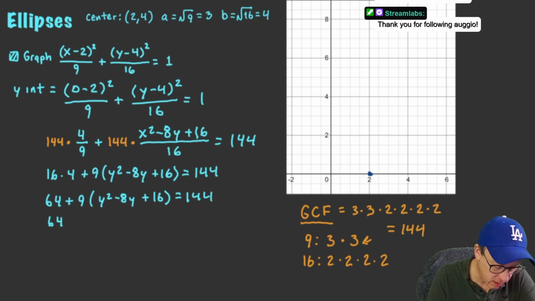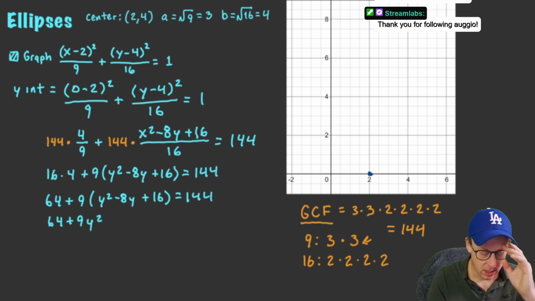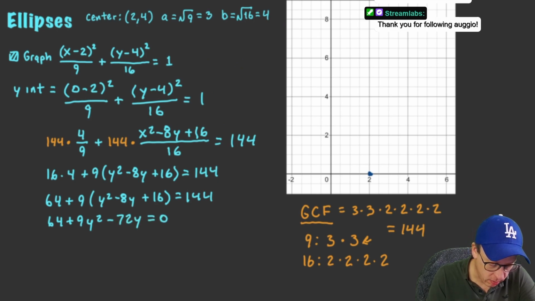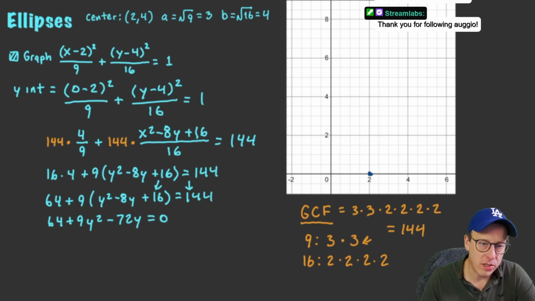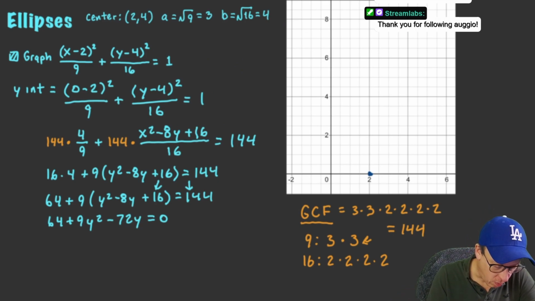So this is going to be 64 plus 9y squared, and let's get rid of this 144, which is going to come up here next. So this is going to be 64 plus 9y squared minus 72y is equal to 0. This right here cancels out this, so that's the reason why we're able to get rid of that value. And then we can use our quadratic formula to find the other y-intercepts. So y is going to have two values. It's going to hit two places on our coordinate plane.